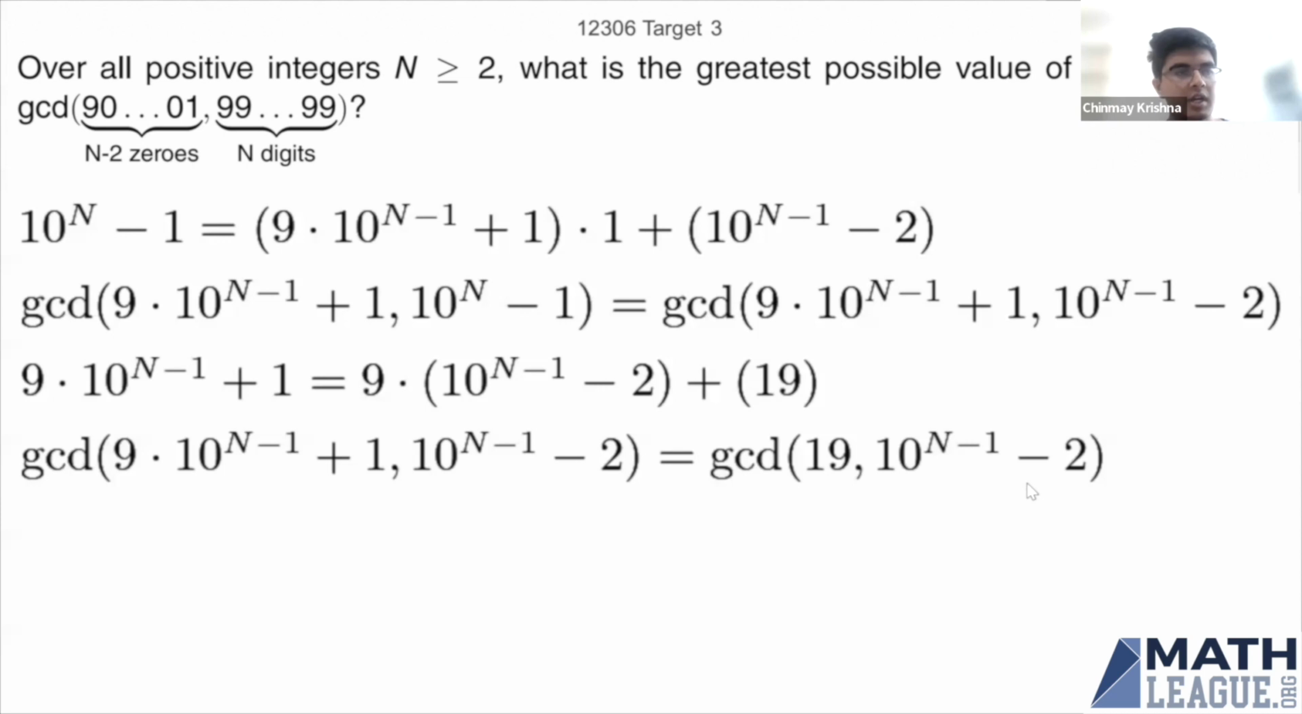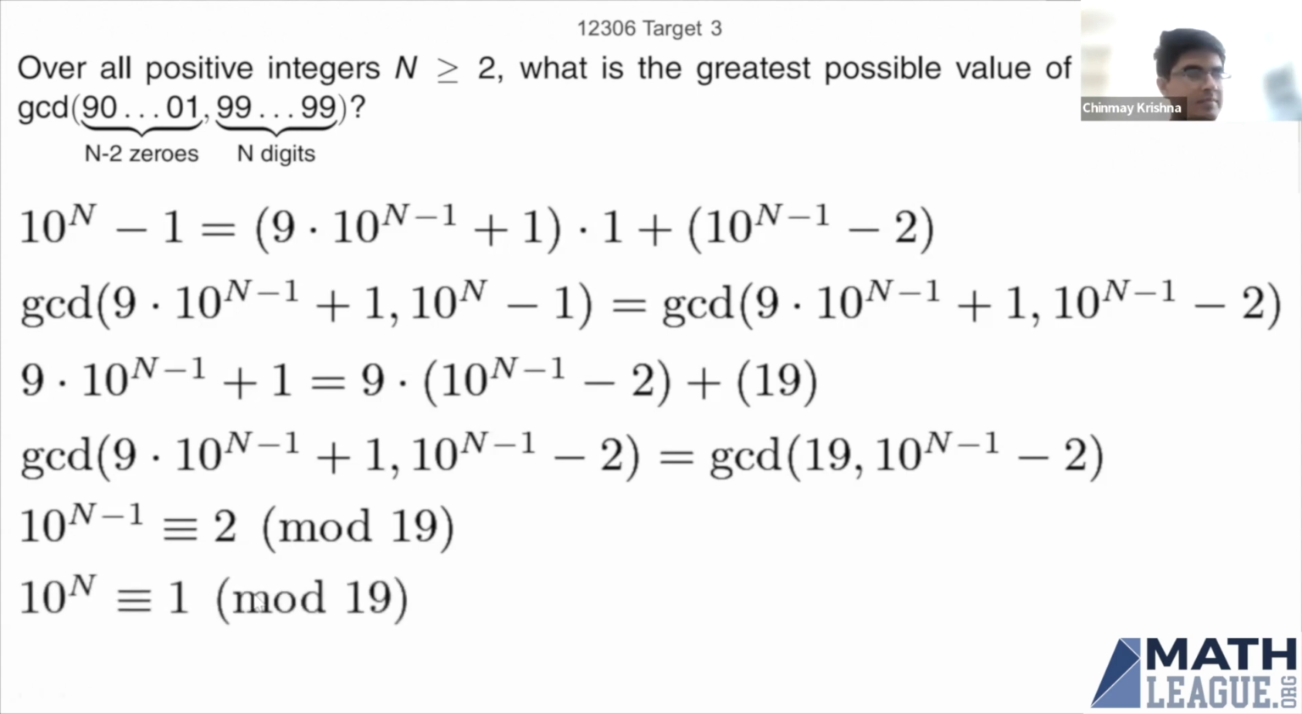So in terms of mod 19, that means that this number 10 to the n minus 1 has to have a remainder of 2 when divided by 19. So we say that it's congruent to 2 mod 19. And so let's just multiply both sides by 10, and that'll get our left-hand side to be 10 to the n, and our right-hand side will be 20, which is congruent to 1 mod 19.